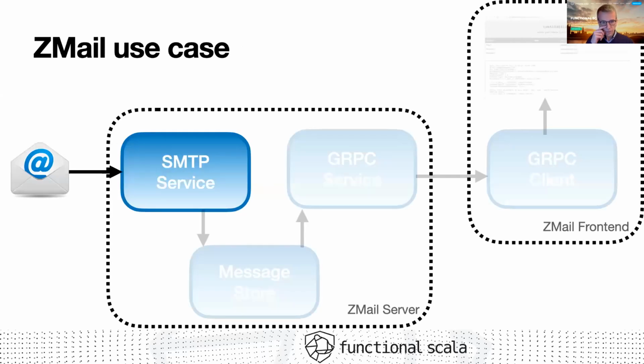So let's take a look at the first part, the SMTP service. What should this be able to do? Well, it should listen to port 25, the standard email port, and it should be able to initiate an SMTP conversation with some other mail service that's sending us an email, and it should be able to receive the email and then store it somewhere.